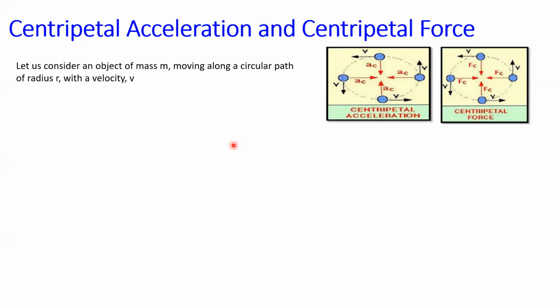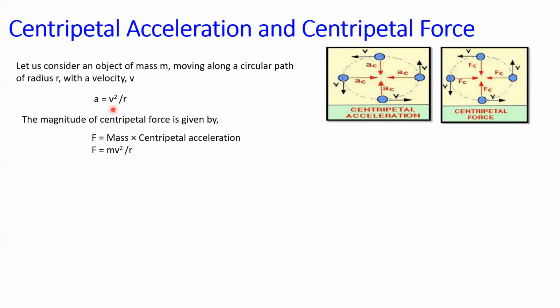Let us consider the mass of the stone as m, which moves along the circular path of radius r with the velocity v. Then the centripetal acceleration a is equal to v square by r. Then the centripetal force is given by Newton's second law, where F is equal to m into a, where a is the centripetal acceleration. Just now we got the expression, v square by r. So F is equal to m v square by r.